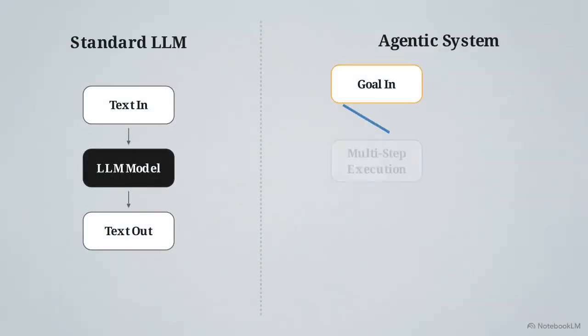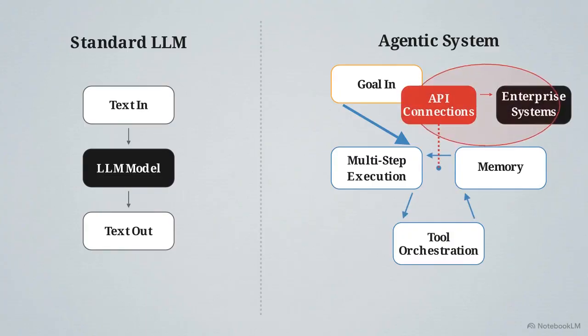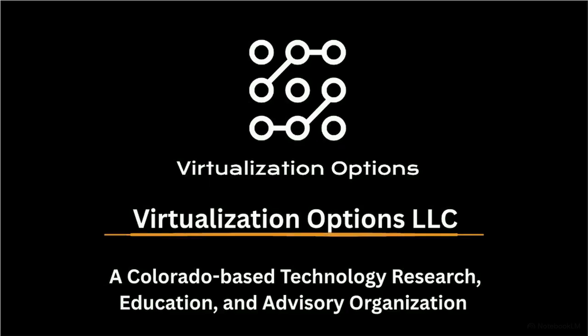Agents aren't just generating text, they are orchestrating multi-step plans and making direct API connections to enterprise systems without a human in the loop. When a single reasoning error in Step 1 can cascade into a system-wide failure by Step 20, single-turn filters are no longer sufficient. Virtualization Options LLC developed this methodology to secure these autonomous reasoning chains.